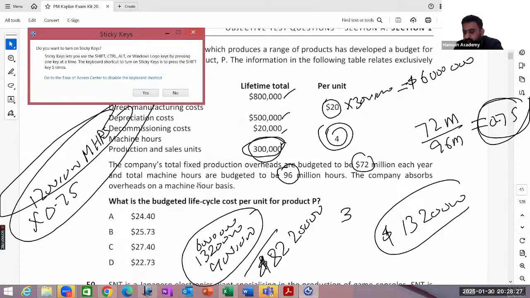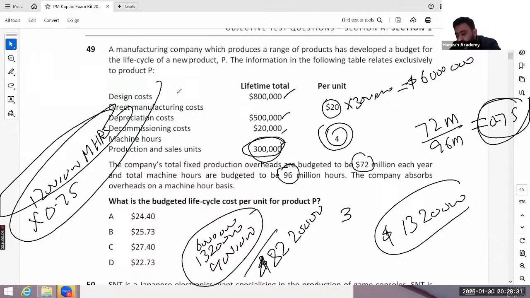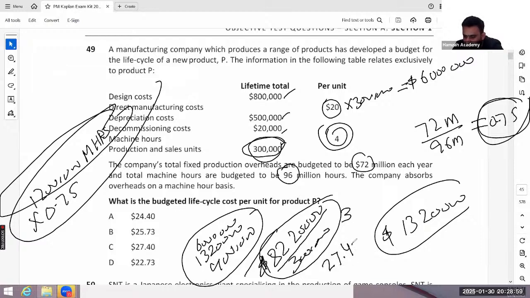And you need to calculate the budgeted cost per unit, and we are talking about total life cycle costing. So it will be the total cost over the life cycle, and we are going to produce total 300,000 units over the life cycle of the product. So 82 lakh 20,000 divided by 300,000, your per unit cost will be 27.40 almost. 82 lakh 20,000 divided by 300,000, and the option will be C. So option C will be your answer. Got it?